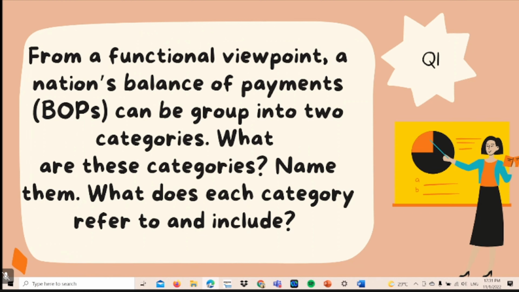Okay, so from a functional viewpoint, a nation's balance of payments can be grouped into two categories. What are these categories? Name them. What does each category refer to and include?